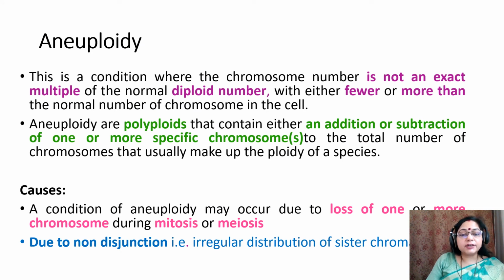Aneuploidy. This is a condition where the chromosome number is not an exact multiple of the normal diploid number, with either fewer or more than the normal number of chromosomes in the cell. Aneuploids are polyploids that contain either an addition or subtraction of one or more specific chromosomes to the total number of chromosomes that usually make up the polyploidy of the species. Causes. A condition of aneuploidy may occur due to loss of one or more chromosomes during mitosis or meiosis, or due to non-disjunction, that is irregular distribution of sister chromatids.